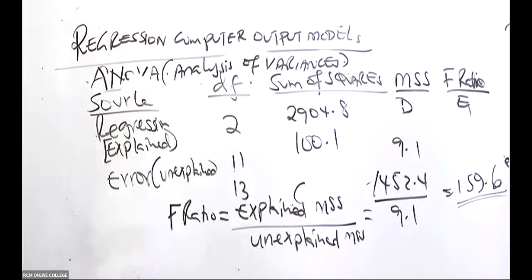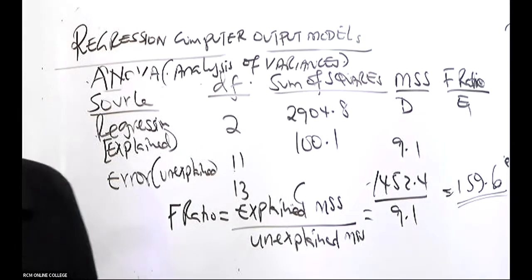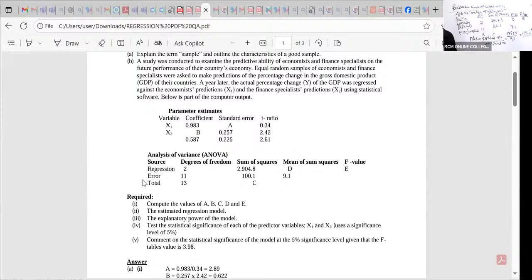Now, ladies and gentlemen, after you do that, you've finished part one, where they wanted us to compute the values of A, B, C, D, and E. Now we have done it very well. Then we have Roman 2, where they want us to give them the estimated regression model. Is that something you think you can try? You can try. Even if you don't get it, so what?